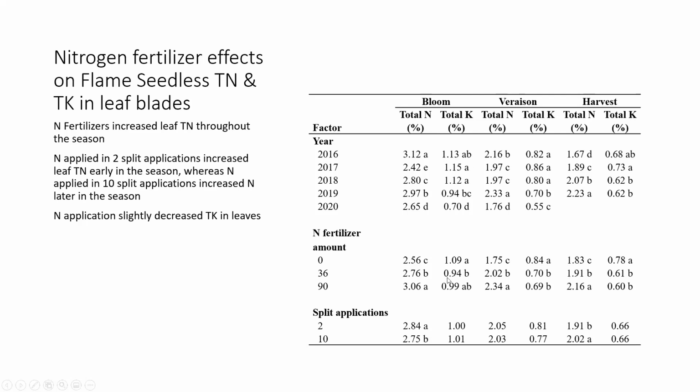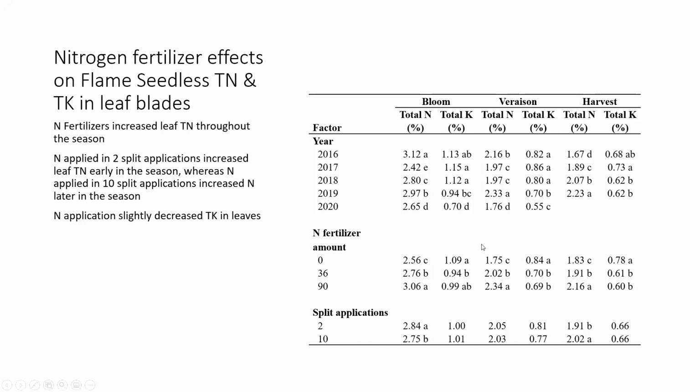And the quantity of N also affected TN. You can see that if they were unfertilized, they had about 2.5% nitrogen at bloom, whereas if they got the highest rate of N, they had about 3% nitrogen at bloom. And that'll be important later when I show you some information on fruit quality.